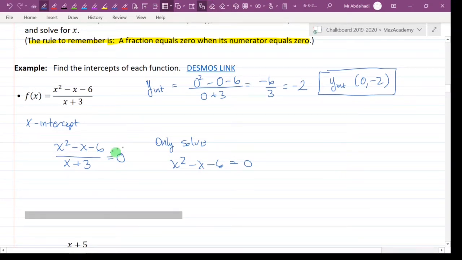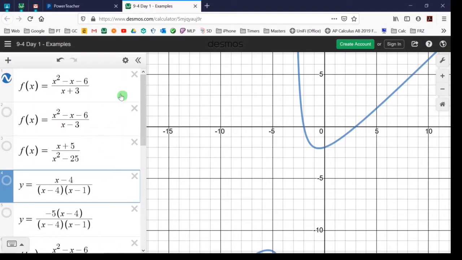Okay, so only worry about when the top is 0, and the top is 0 when this thing right here equals 0. And you can see this is factorable. We factored it a few minutes ago. And when does that equal 0? Well, zero product rule. That means setting this equal to 0 and this equal to 0. So we get x-intercepts at x equals -2 and x equals +3.